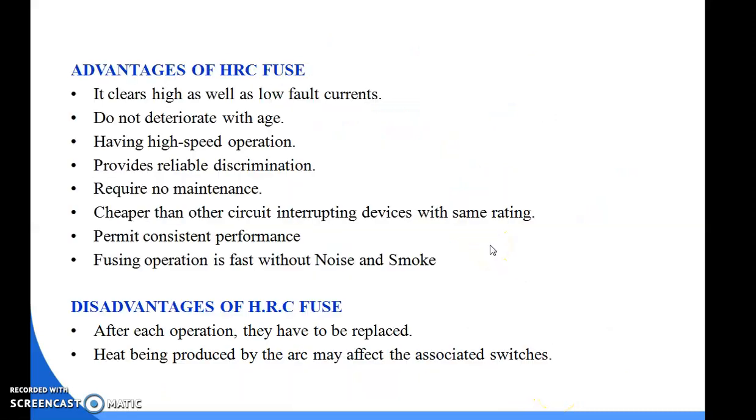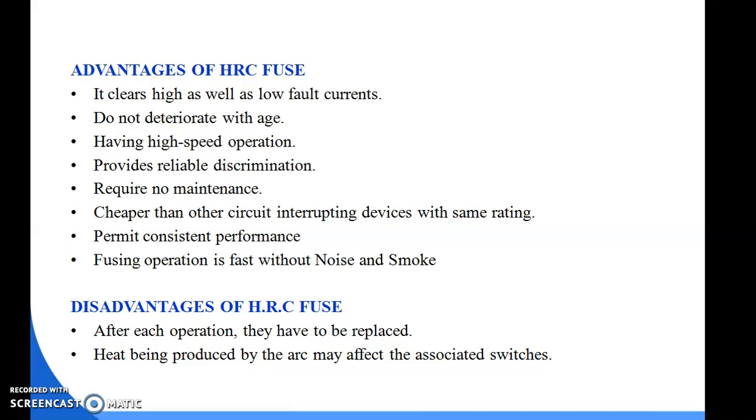So these are the fuses, and what are the advantages and disadvantages of the HRC fuse? This is also an important thing. It is clear that high as well as low fault currents do not deteriorate it with age. It has high speed operation, provides reliable discrimination, requires no maintenance, is cheaper than other circuit interrupting devices with the same rating, and permits consistent performance. Fusing operation is fast without noise and smoke.